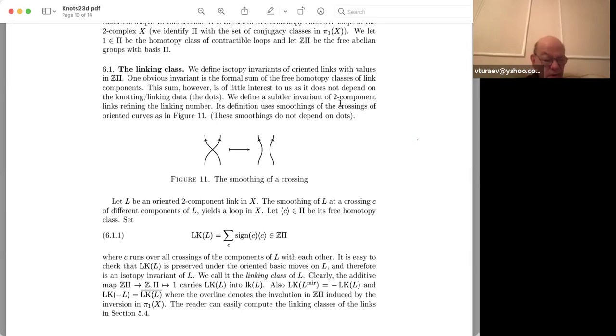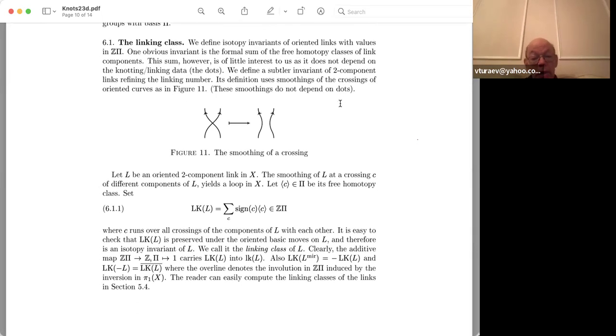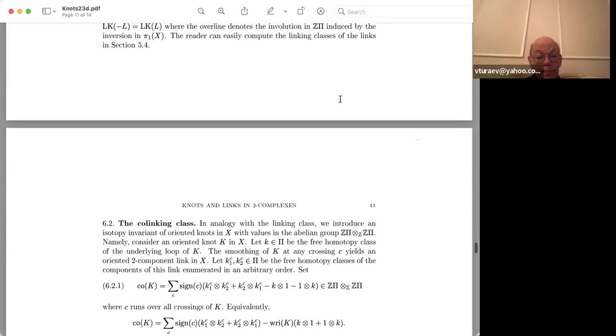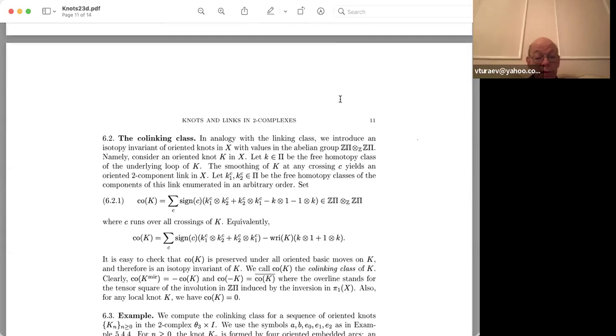So I gave a name to this: the linking class of this link. What is of interest here is that we combine the ideas of homotopy theory and the ideas of knot theory. Signs are determined by the knot information. Smoothing and homotopy classes are determined uniquely by homotopy information. Now, another construction of this type is a co-linking class.